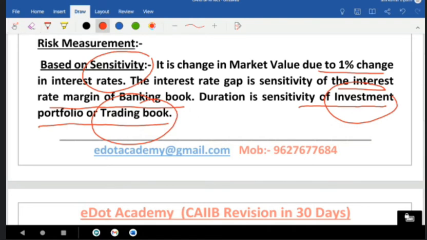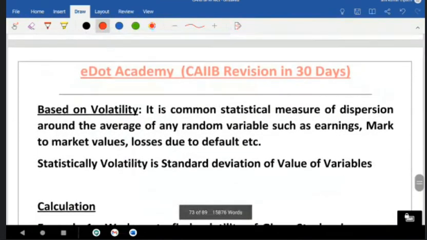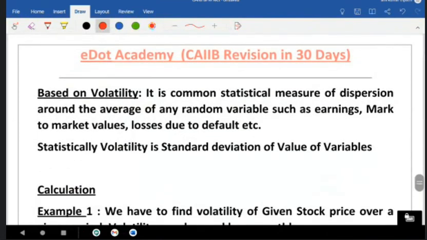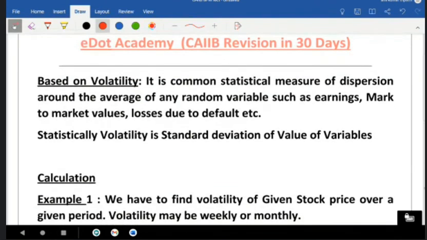And the second one is called volatility. Volatility is nothing but standard deviation. We might have seen the formula of standard deviation, so I'll just write the formula here to remind you. The standard deviation formula is the square root of the sum of (x minus x bar) whole square divided by n. The n may be capital or small, depending on whether you are taking a sample or the total population. So this is called volatility.